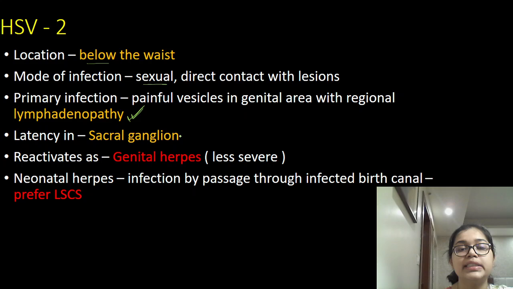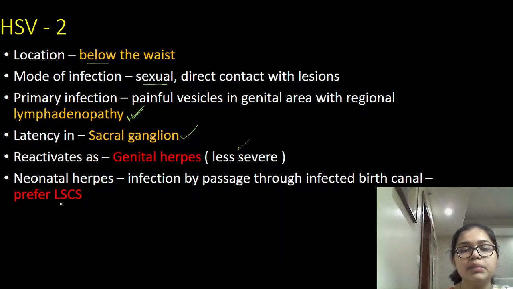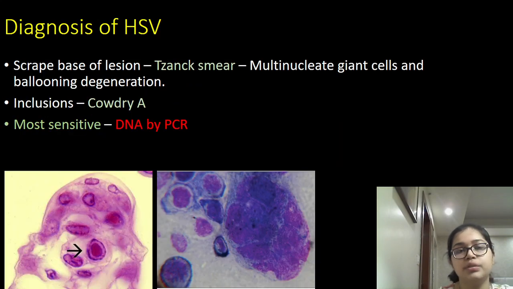So lymphadenopathy is present. Latency occurs in the sacral ganglion, reactivates as genital herpes, which is actually less severe than primary infection. Neonatal herpes occurs because of passage through an infected birth canal, and therefore, in cases of mothers infected with HSV, LSCS is actually preferred to prevent infection in the neonate.